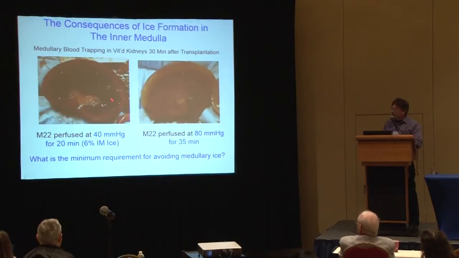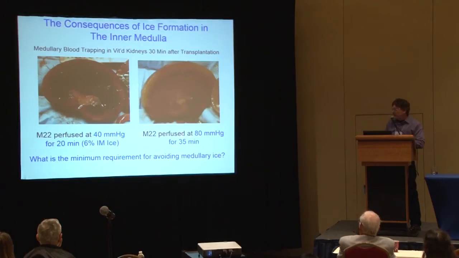If you have a lot of ice in the inner medulla, it will actually propagate into the outer medulla, even if you didn't initially have ice there. So that's the problem that we need to solve. And here's proof that we can solve the problem, at least from a physical point of view. If we perfuse the kidney at 80 millimeters of mercury for a longer period of time, do the same experiment, there's no blood trapping in the medulla.